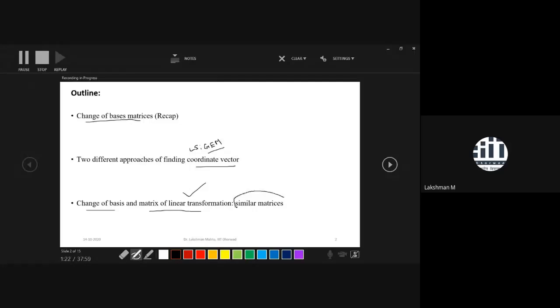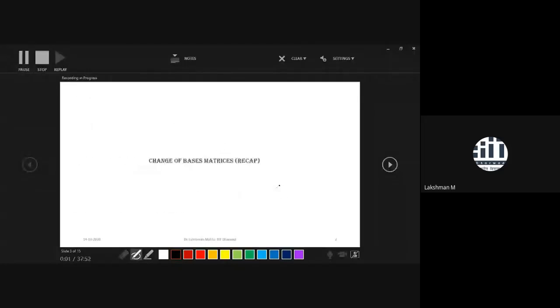The relation is the similarity relation. So those matrices with respect to different bases happen to be similar matrices. Similarity is an equivalence relation. I will discuss those things in detail.